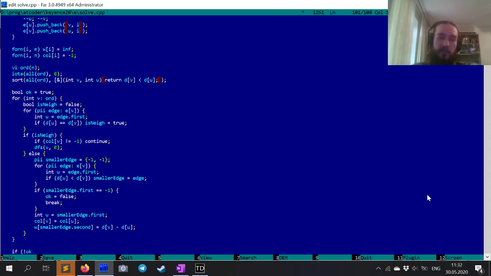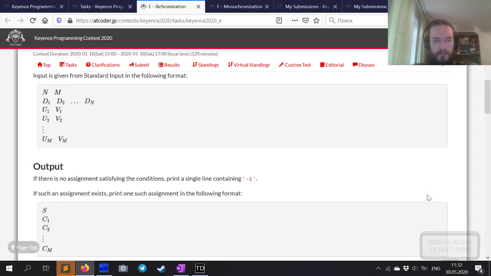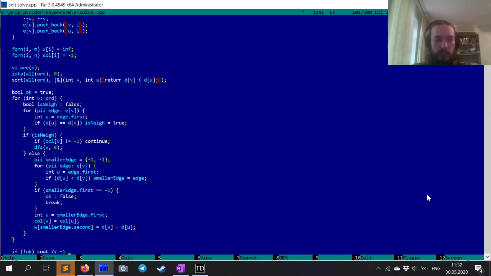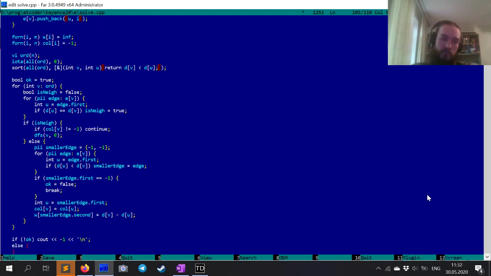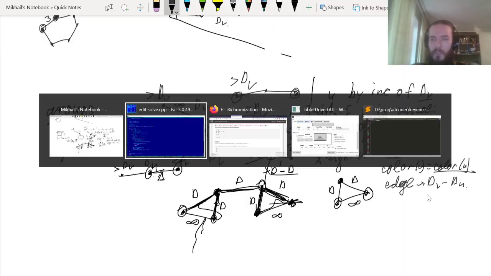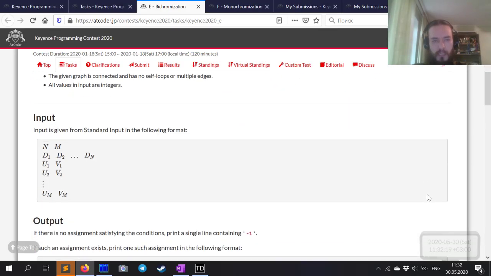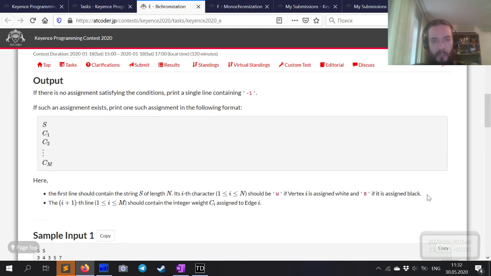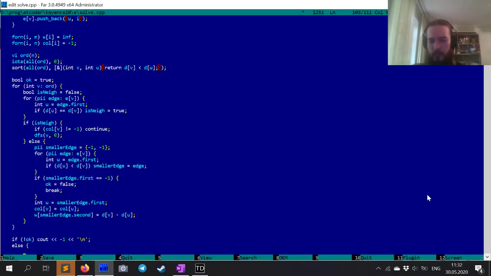If everything is not okay, then there is no answer, and I think we have to print -1. Yes, so let's print -1. In the other case, we want to output colors, so blacks or whites. We've colored all the vertices. It doesn't matter which one is black and which is white.